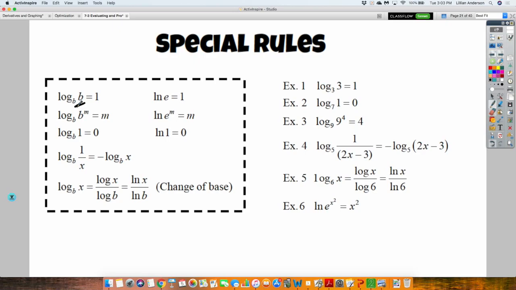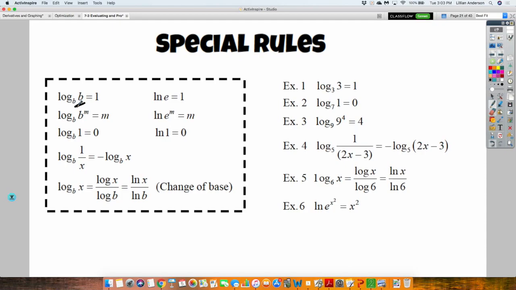If you have a log base b of b to the m, so if your base and the argument are the exact same, it's just going to be what your exponent is. Log base b of 1 is 0. Anytime you have a 1 over a number, that ends up becoming a negative log. The ln of e is always 1. The ln of e to any exponent is just the exponent, and the ln of 1 is 0.